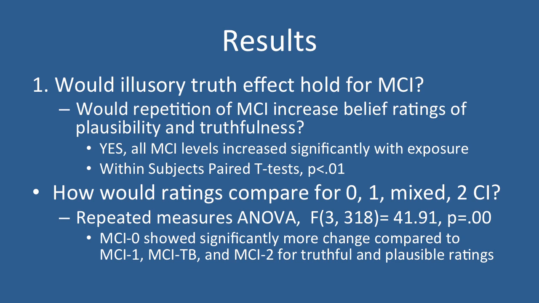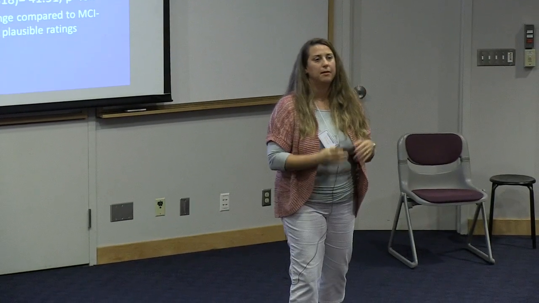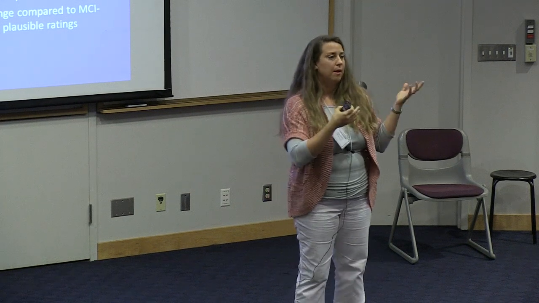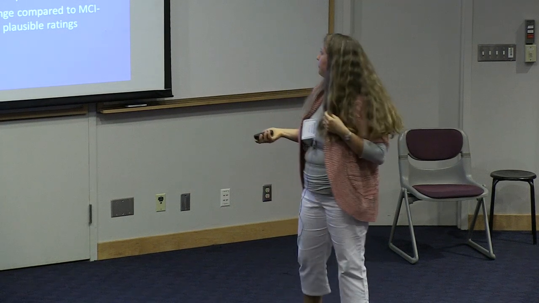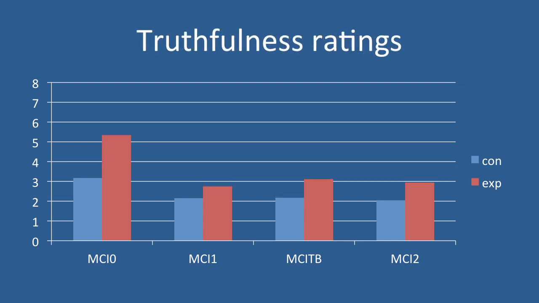The only thing that I found that was slightly different was that the MCI of 0 showed more change compared to the other ones. So after reading about them, they thought they were more believable, truthful, etc., if they were MCI of 0. So here are the different plausibility ratings. You can see here, this is without previous exposure in blue, with exposure in red, everything goes up. So just by reading it once, they rate them as more plausible, they rate them as more truthful, but I don't find any difference between MCI levels. MCI 1 does not seem to have any special property.